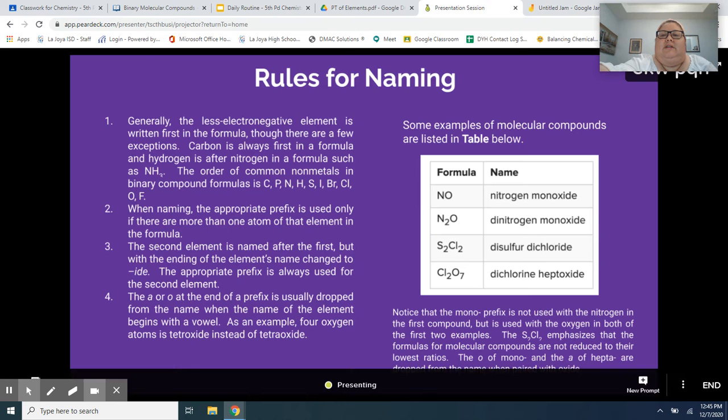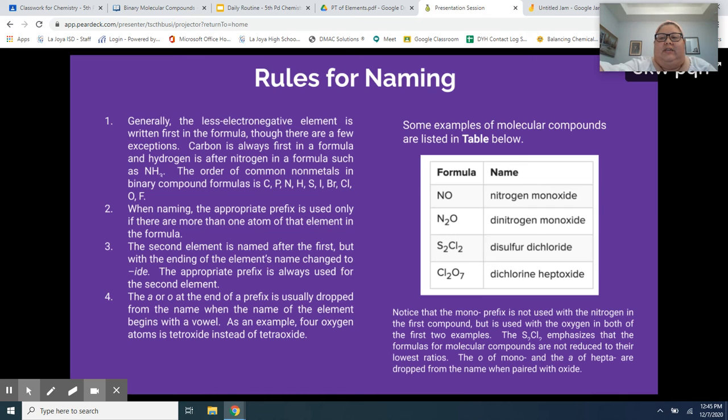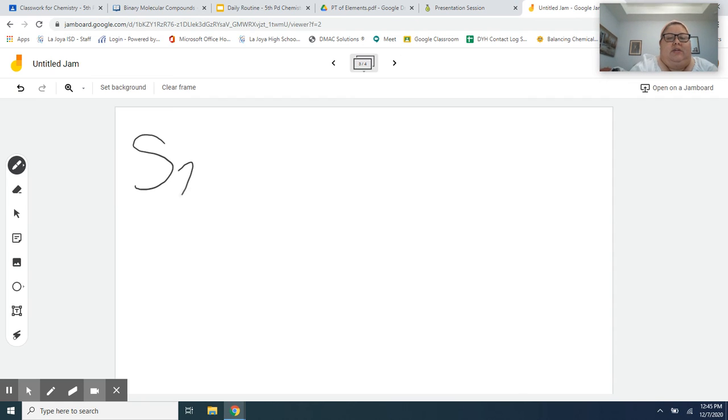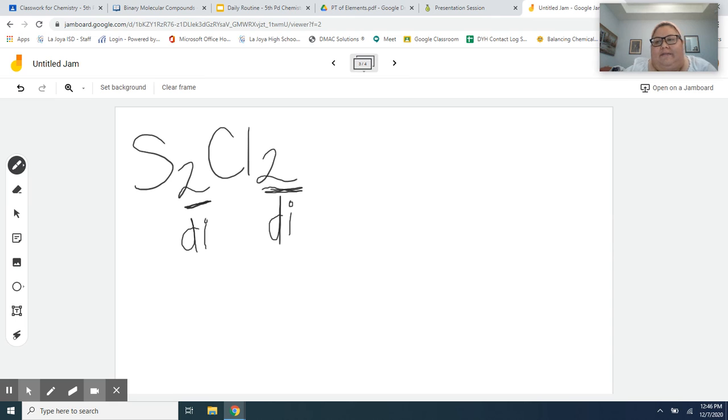Okay. Next example. S2Cl2. What's the prefix I need for S before I start? What are my subscripts? Both of them are 2, so both of them are di, right? The prefix for 2 is di.